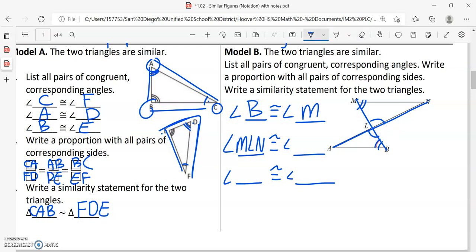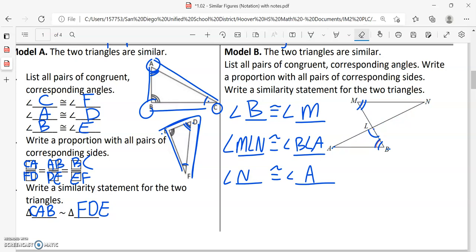Then finally, I said MLN, so that was from our 2 to our middle, out. So our 2 is B, middle, out. So BLA. And then finally, our last angle would be angle N and angle A.